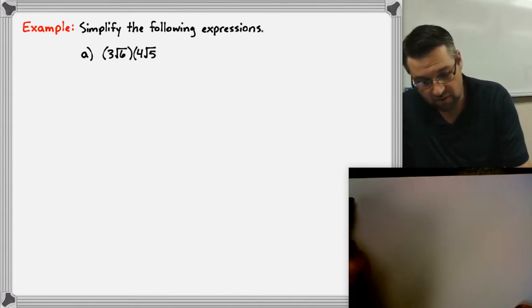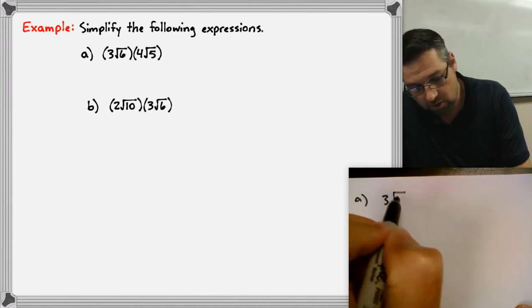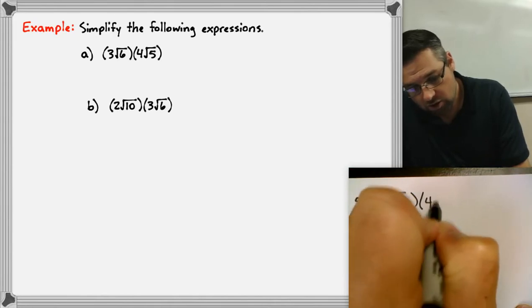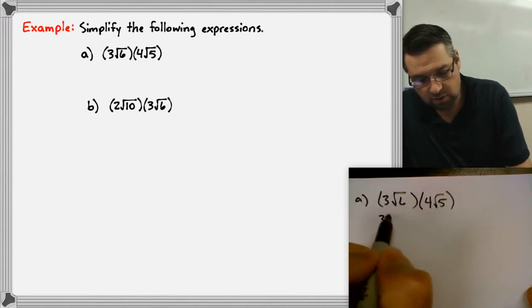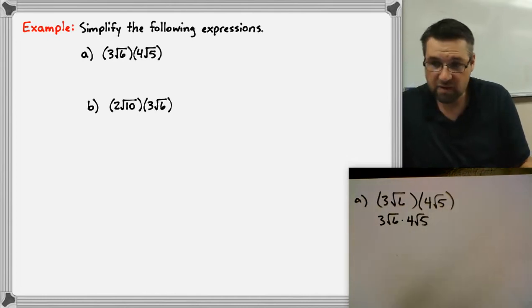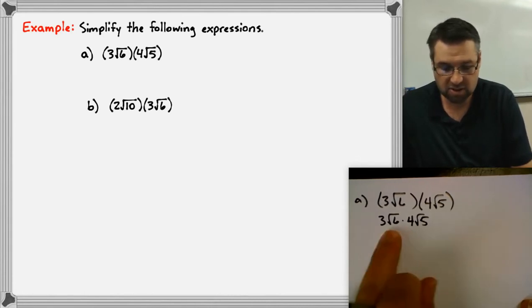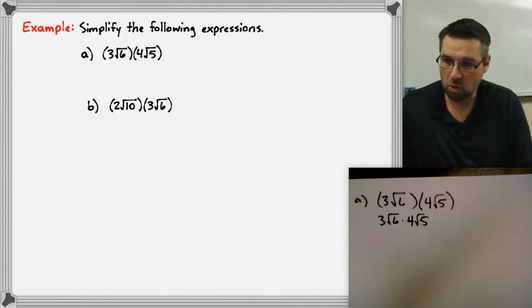We want to simplify the following. For A, it says, what is 3 square root of 6 times 4 square root of 5? Now, these parentheses are just a fancy way of saying multiplication. And so we could rewrite this as 3 square root of 6 times 4 square root of 5. Now, from the previous lesson, these are not like terms because they're not the same radical. They're not the same radicand. The numbers inside don't match. But we're not trying to add these, we're trying to multiply them together.